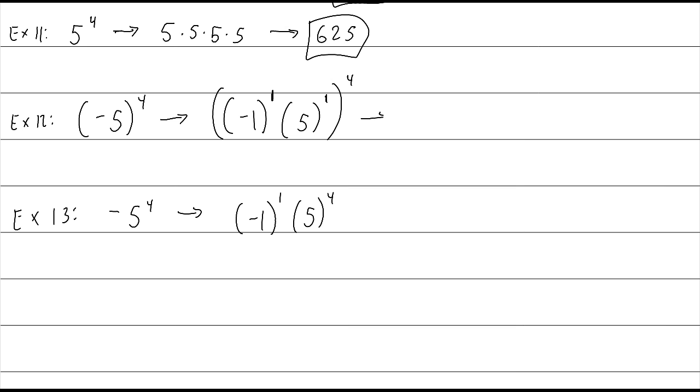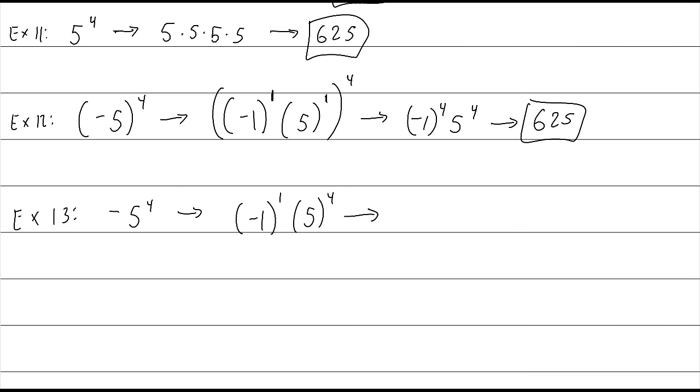So what happens to the top one? You multiply the exponents. Understanding that a negative multiplied by itself an even number of times cancels out the negative and leaves you just a +1. So this basically is non-existent. It's just a +1. And so I'm left with +625.